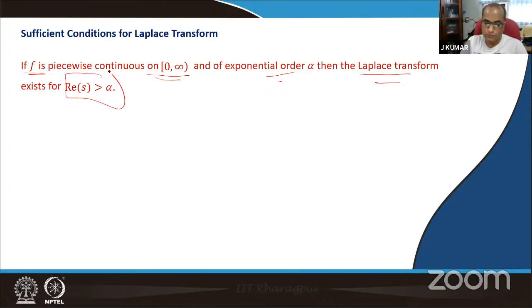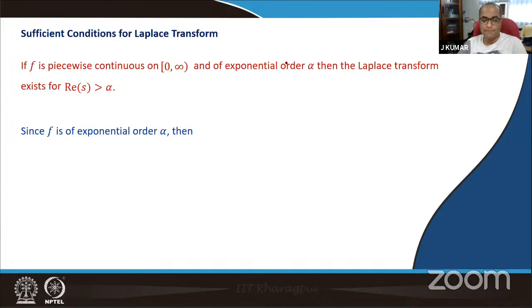And we also know that this will exist for real s greater than this alpha, where alpha is the exponential order. So basically we need two conditions, and as written here, these are sufficient conditions. It does not mean that if these conditions are not satisfied, then the Laplace transform will not exist. So this is not the case. The Laplace transform may still exist if these conditions are not met, but what these conditions say is that if these conditions are there for the function, then definitely this Laplace transform will exist.